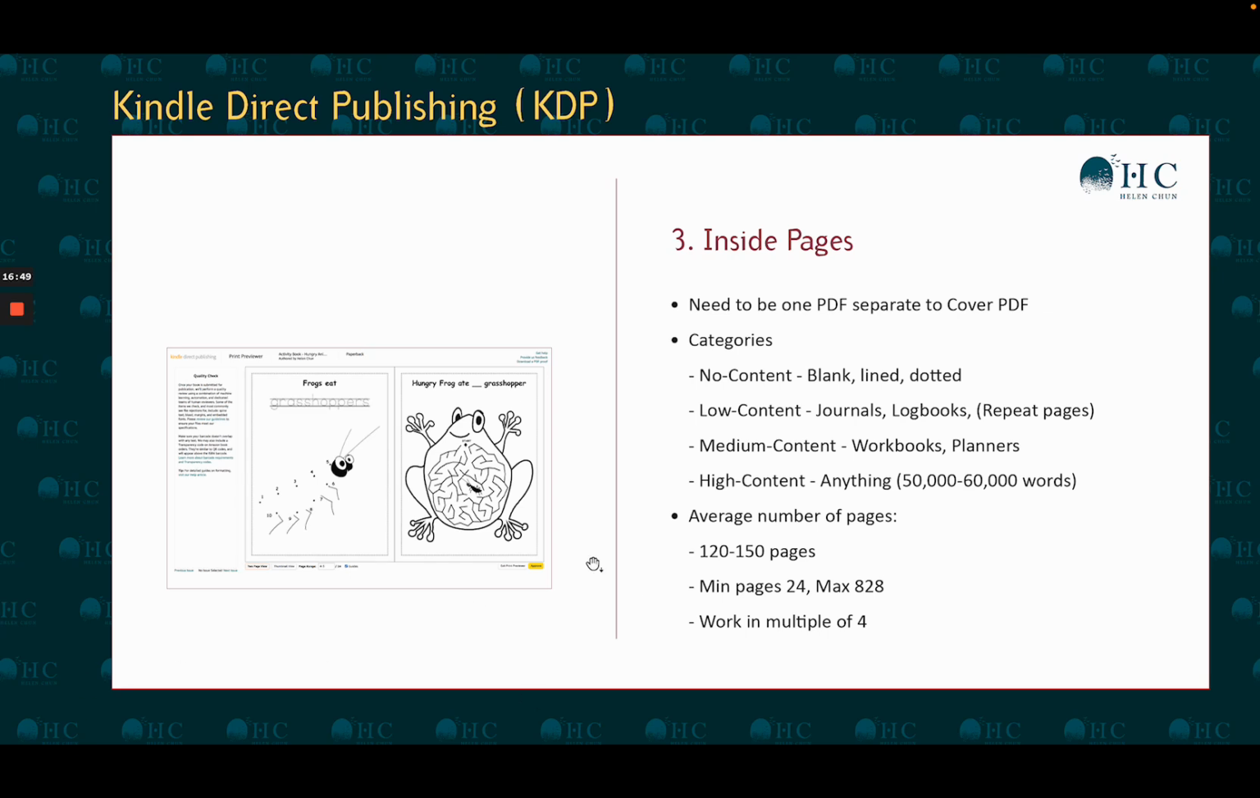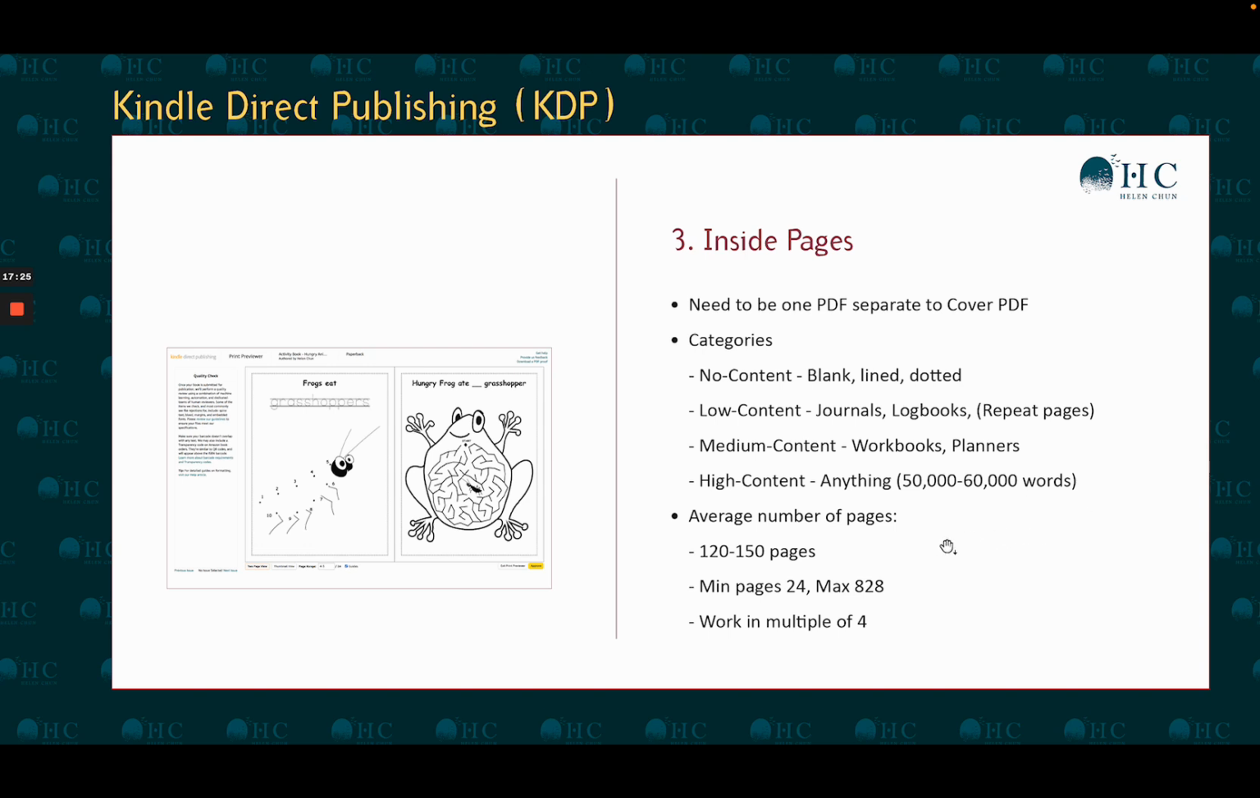Now this needs to be one PDF separate, so you're going to end up with two PDFs. This is one PDF and the cover is another. The categories, again, is no content. So you've got blank, lined, dotted. Low content: journals, logbooks, anything with repeat pages. And medium content, you've got workbooks and planners. High content, anything between 50,000 and 60,000 words.